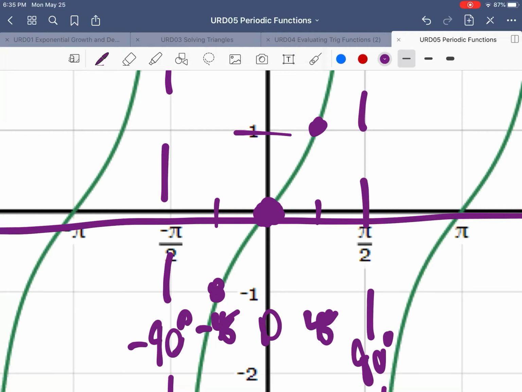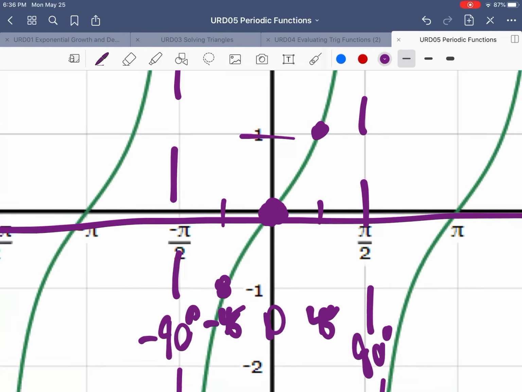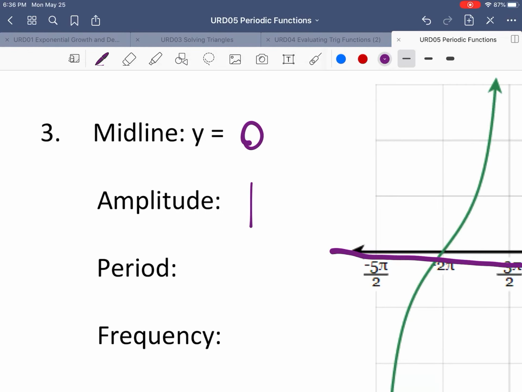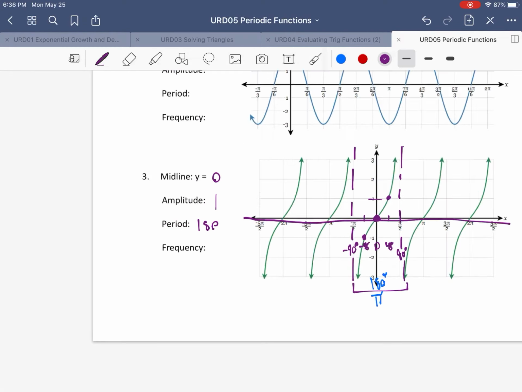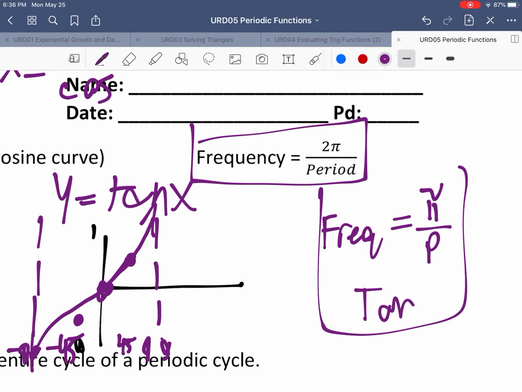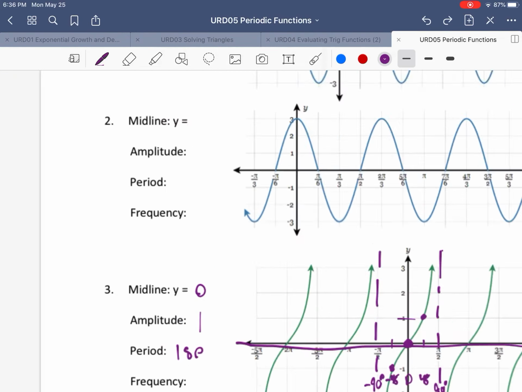If this value was 4, then the amplitude would be 4. Now technically tangent doesn't have an amplitude because the amplitude usually determines the midline to the maximum, but this really determines the midline to the middle value between the asymptote and the middle of the graph. So in this case our amplitude is 1, our midline is 0, the period of the graph is 180 degrees, and the frequency formula, which was included up here, says 2 pi over period. It's different for tangent. So for tangent, it's going to be pi over period. But that's just because for the tangent curve, the period is actually pi. So the period is different.